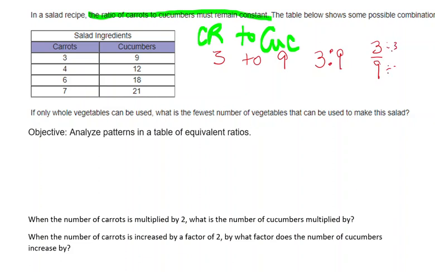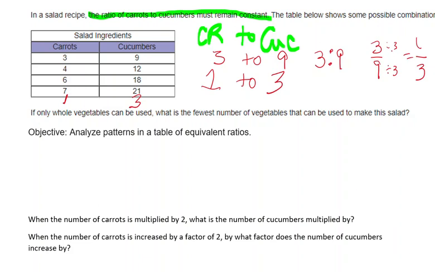The top and the bottom are divisible by 3. Let's simplify. 3 divided by 3 is 1. 9 divided by 3 is 3. So now we have an equivalent ratio that wasn't in our table to begin with. Just by simplifying 3 over 9, we can see that 1 over 3 is equivalent to all of these other ratios. And now we could rewrite it as 1 carrot to 3 cucumbers. Again, that is a part to part.